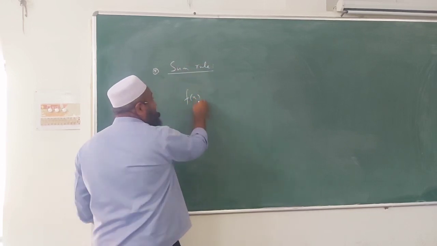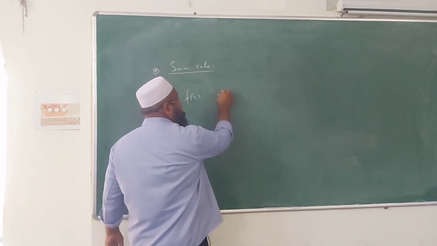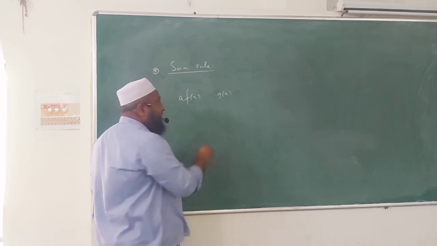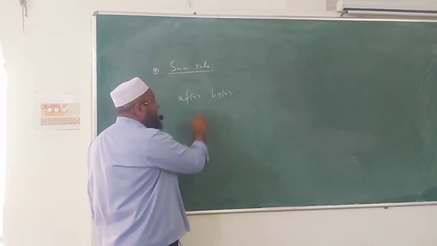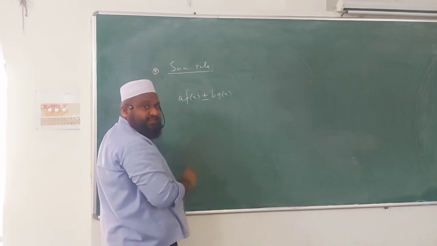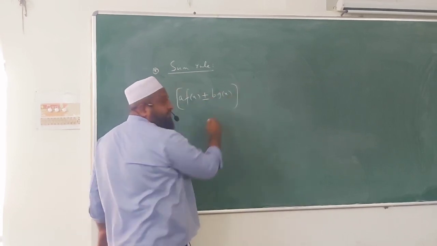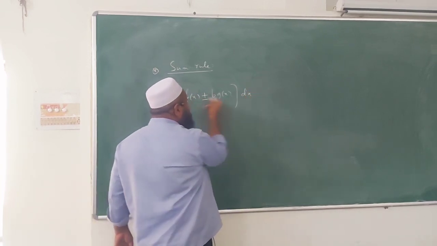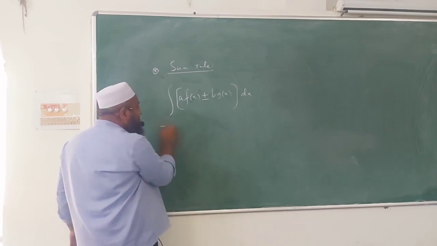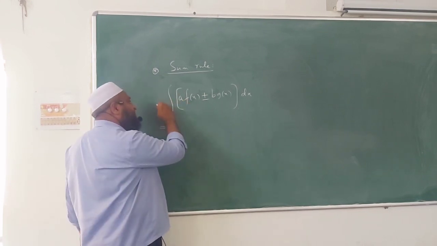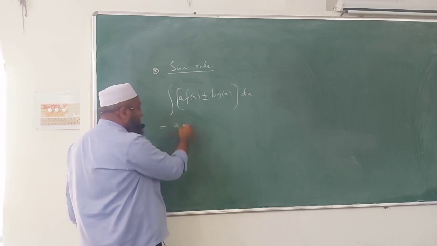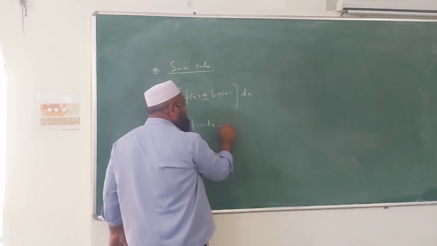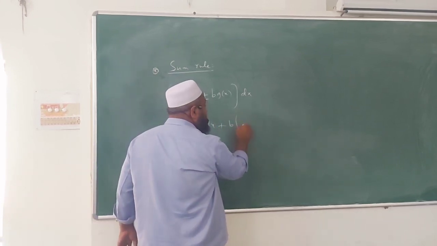Suppose I have one function f of x and another function g of x. If a constant a is multiplied here and a constant b is multiplied here, and added or subtracted this way, then this becomes a new function. The integral of this new function with respect to x, because x is the variable used here, is nothing but just take the constant a outside, integral for this function f of x, and then constant b outside, integral for g of x.